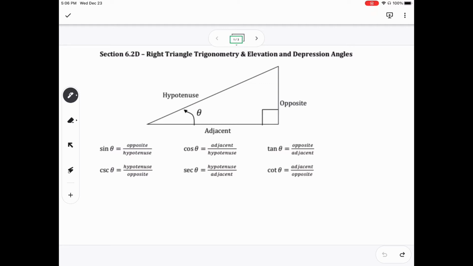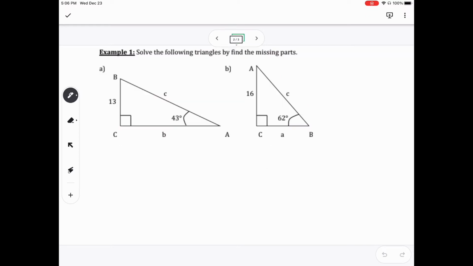Today's lesson is over section 6.2d, where we will discuss right triangle trigonometry, elevation and depression angles. Here is a review of the 6 trig ratios based on a right triangle, dealing with opposite, adjacent, and hypotenuse sides. For our first example, letter A, you're given the side of 13 and the opposite angle of 43 degrees.